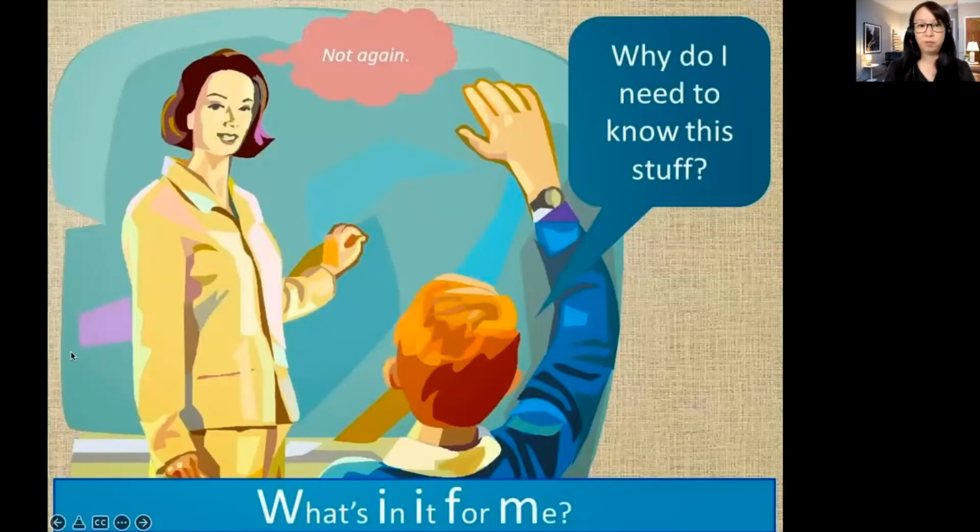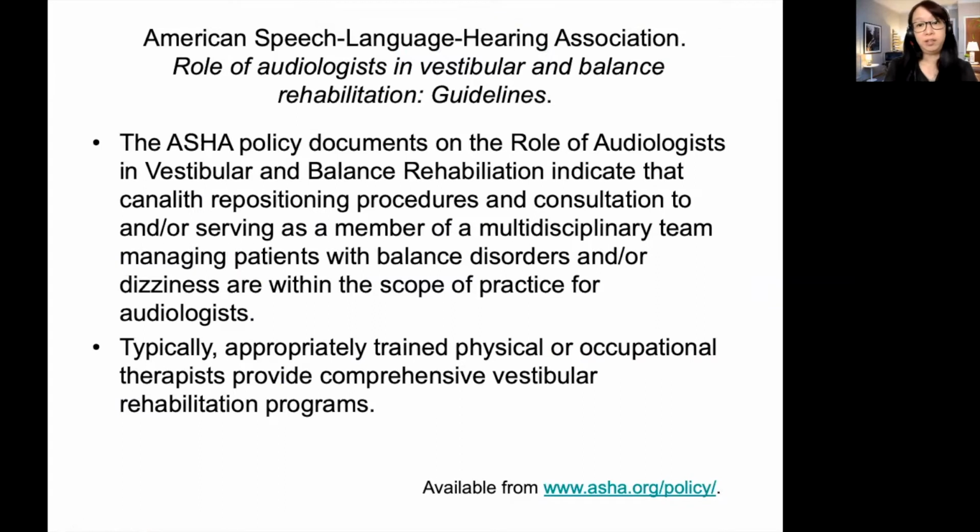All right, so we'll begin with what is VRT? What is vestibular rehab therapy? And why do you, as an audiologist, need to know this stuff? The American Speech-Language-Hearing Association says that the role of audiologists is within their scope of practice to treat patients with vestibular disorders, including canal repositioning procedures, which I think Ms. Asrin has presented this morning, as well as consultation with or serving as a member of the multidisciplinary team managing patients with balance disorders or with dizziness.